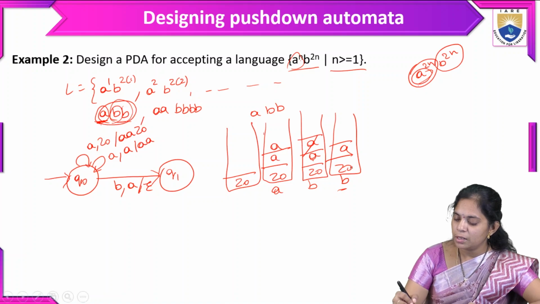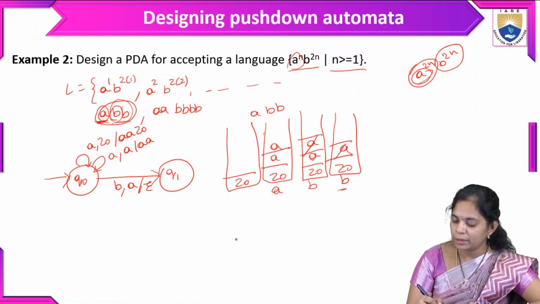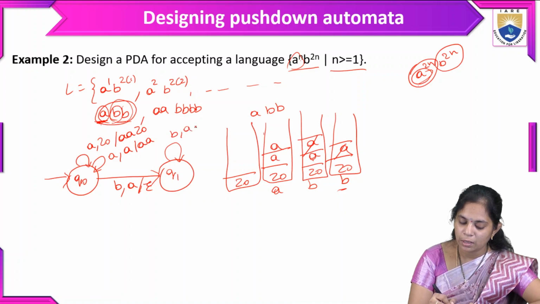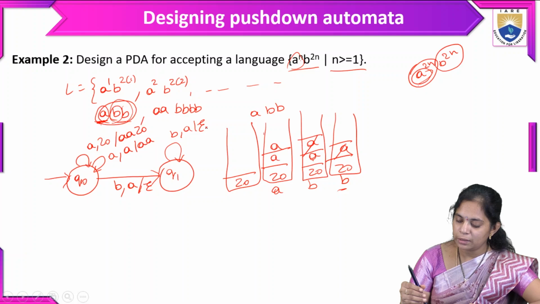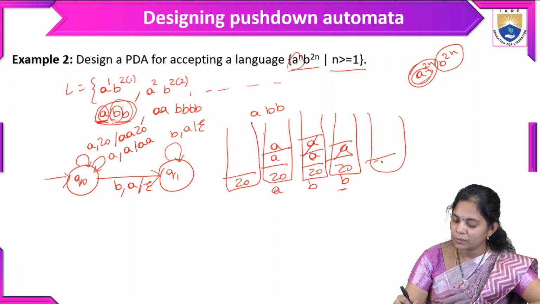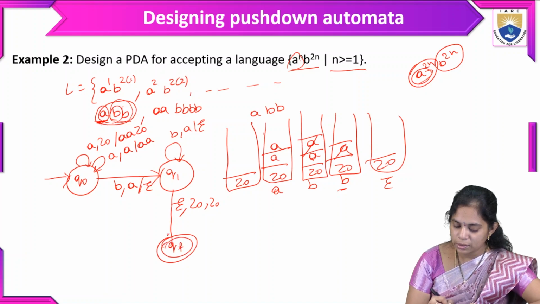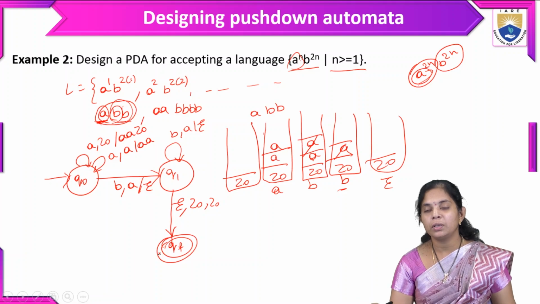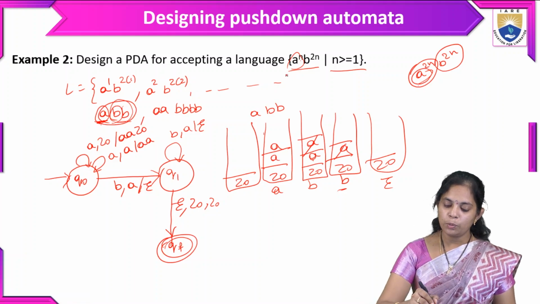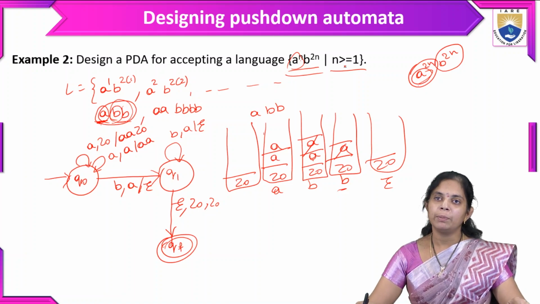And here one more A is there, and one more B is there. While reading B, we need to pop the values. For this, we already consumed one B. So for multiple B's, we need to write like this, A comma epsilon. And here we reached the value Z0. So this is for epsilon. While reading the epsilon symbol, with the top of the stack symbol Z0, we do Z0 and push that. So this is the final state. This is how we are going to construct the pushdown automata for A power n and B power 2n.